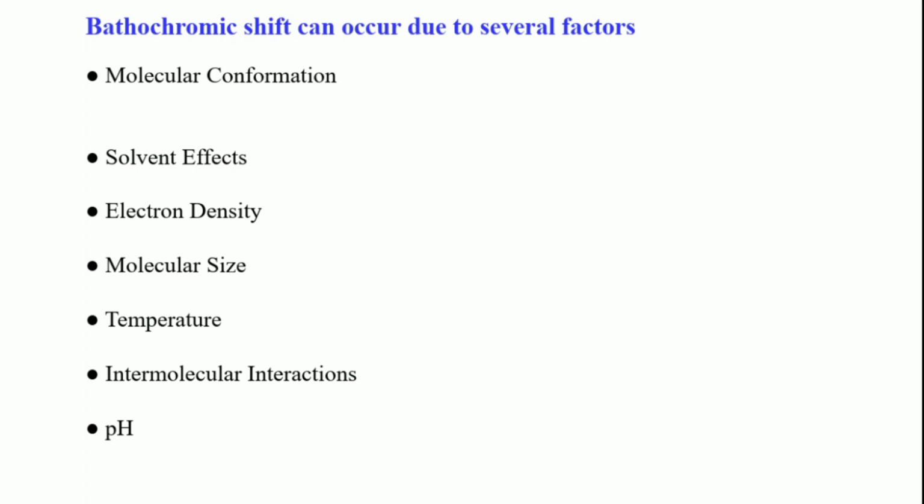Temperature changes can influence the electronic transitions in a molecule, leading to a shift in the absorption or emission spectrum. Larger molecules often exhibit bathochromic shift. Bathochromic shift can occur when there is a change in the distribution of electron density within the molecule. For instance, the addition of an electron donating group can shift the absorption or emission to longer wavelength.